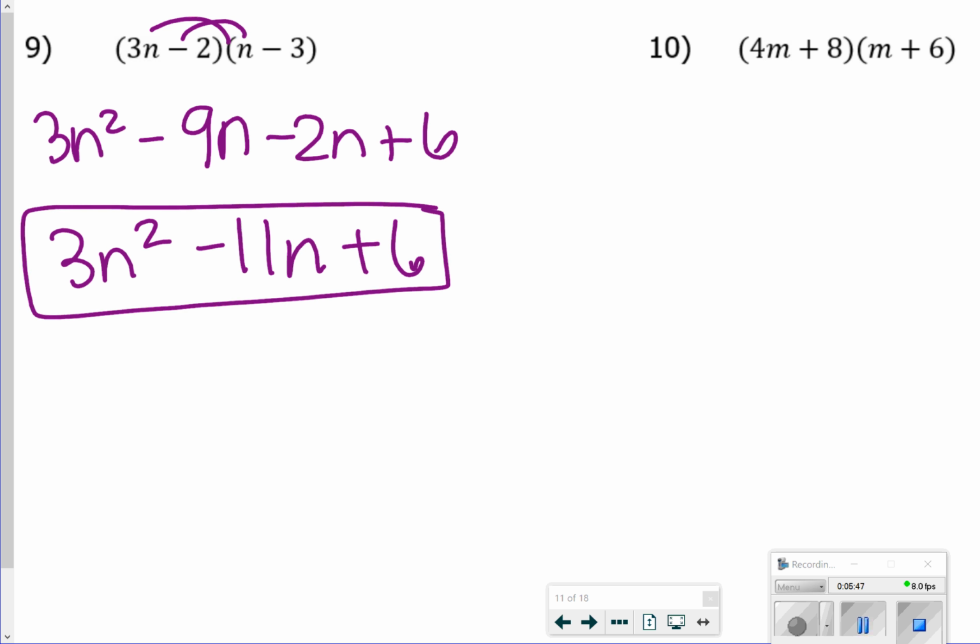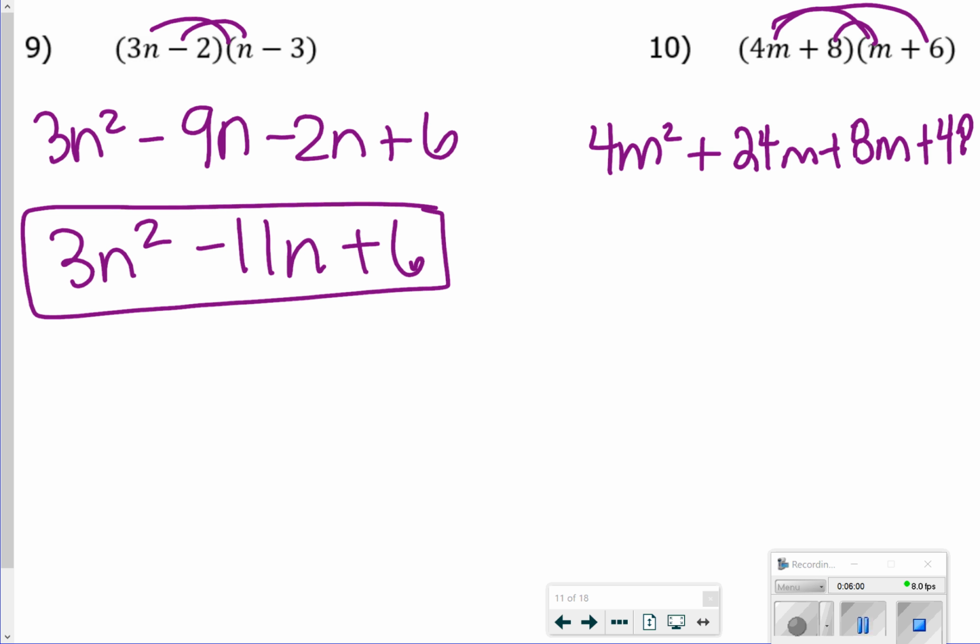And then number 10, our last one, 4m times m is 4m squared. 4m times 6 is 24m. 8 times m is 8m. And 8 times 6 is 48. Go ahead and combine the 24 and the 8, so we get 4m squared plus 32m plus 48.